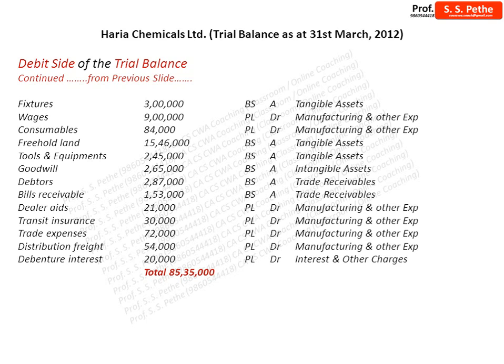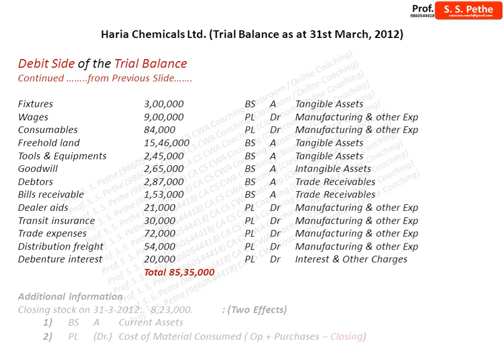This will give you the total of the debit side, that is 85,35,000. You have analyzed till now the debit side of the trial balance. Additional information given is the stock, that is the closing stock, 8,23,000.